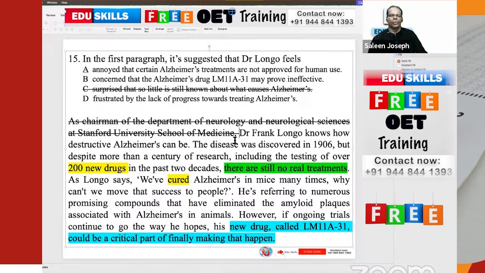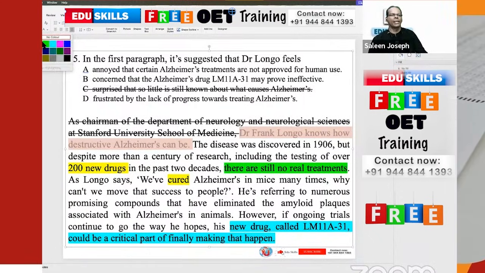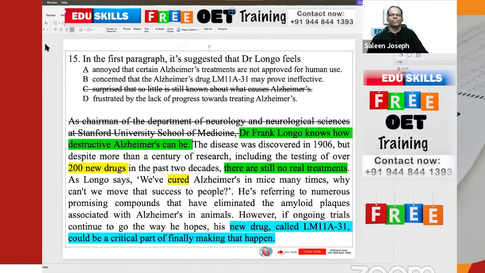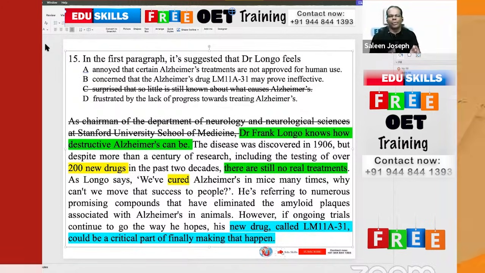The topic sentence could be the main sentence. First sentence is this. After this, subject complements. Dr. Frank Longo knows how destructive Alzheimer's can be. So the main concept is it is destructive. For example, COVID-19 is very destructive.